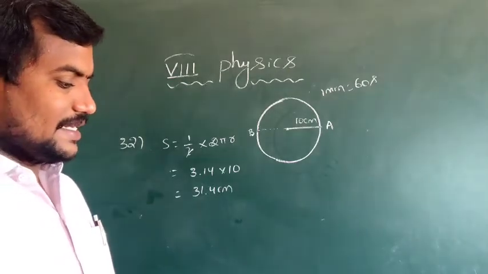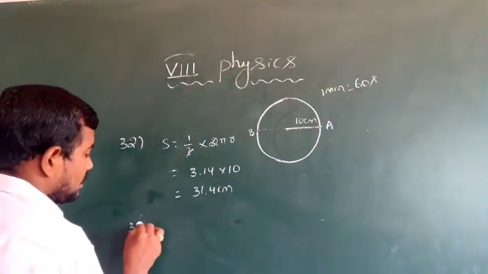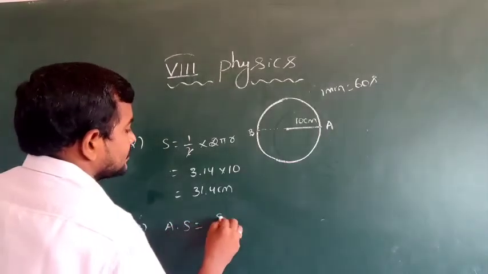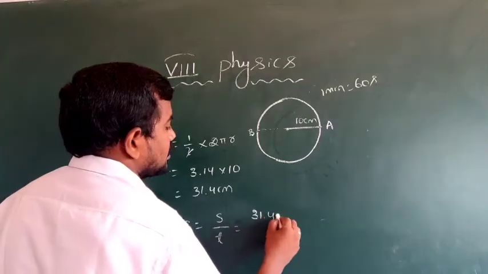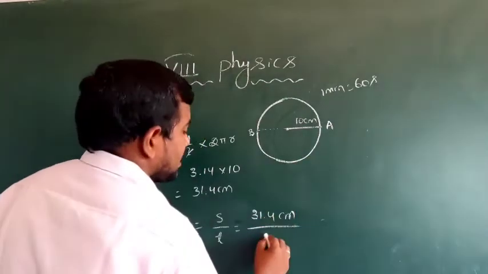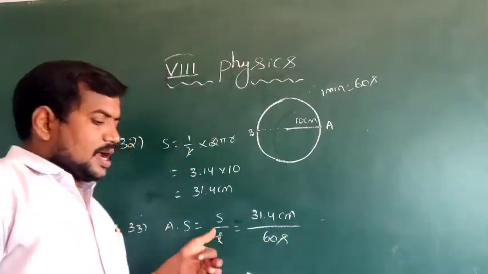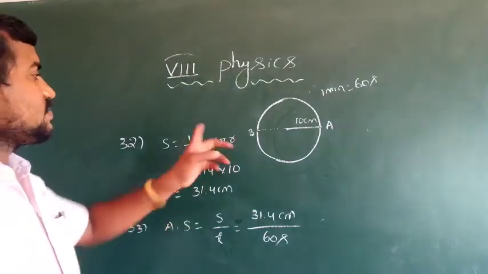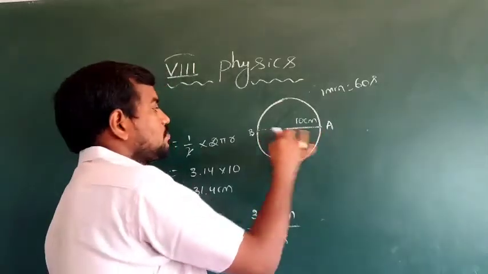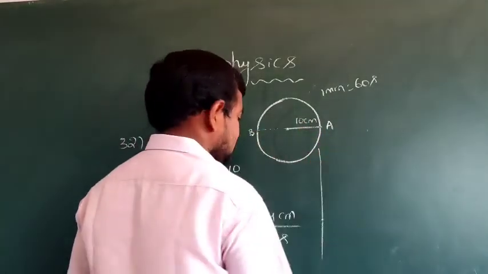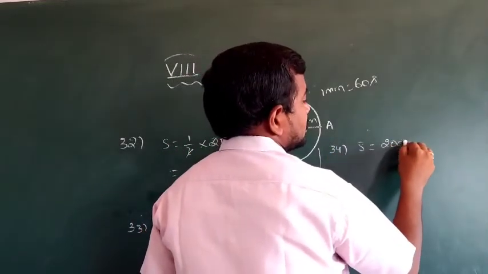The average speed of the insect: average speed means total distance traveled by total time taken. So total distance traveled is 31.4 centimeters by time taken, 60 seconds. By simplifying this, you will get the average speed. And the displacement of the insect: displacement means the starting point and ending point. So this is nothing but the displacement. 10 plus 10, that is 20 centimeters will be the displacement. So that is the 34th. The displacement will be 20 centimeters.